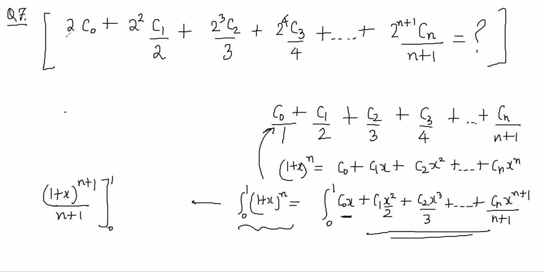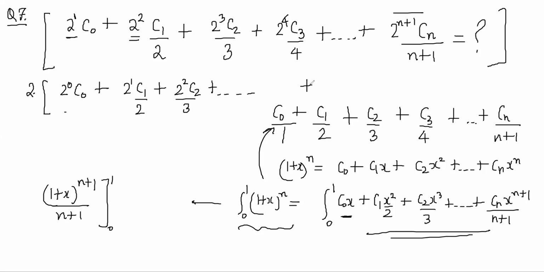But the problem here is that there is a 2 here and a 2 square here, right? That is the issue. But the powers of 2 are going up from 1 to n plus 1. So what you can do is take 2 common. This is 2 power 0 C0 plus 2 power 1 C1 by 2, till 2 square C2 by 3, and so on till 2 power n Cn by n plus 1.